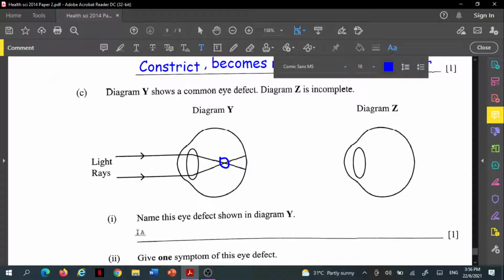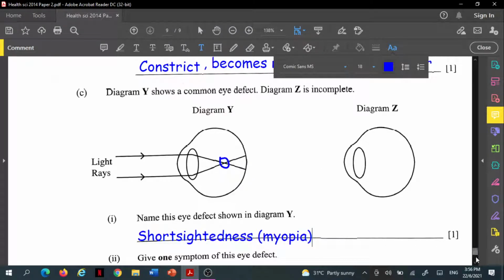And farsightedness is when the rays meet behind the retina. So it's long, behind the retina, if you think about it in that way. We can identify short-sightedness and long-sightedness simply by where the rays are meeting. So this is short-sightedness. Short-sightedness is also called myopia. All right, so myopia is another word for short-sightedness.